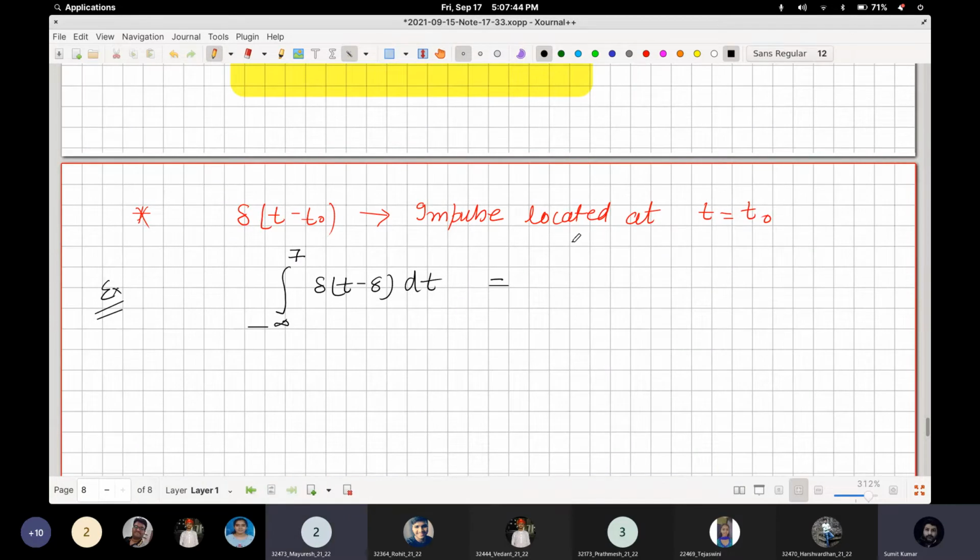Sir, impulse at 8, but I am integrating it from minus infinity to 7. So you should get some value, whether you will be getting 0 or 1. 0. Why 0? We will get 0 because we are integrating from minus infinity to 7 and the impulse is located at 8, isn't it? You are integrating up to 7, and 8 has not come at all. So that's why this will be equal to 0. Is that clear to all of you? Yes, sir.